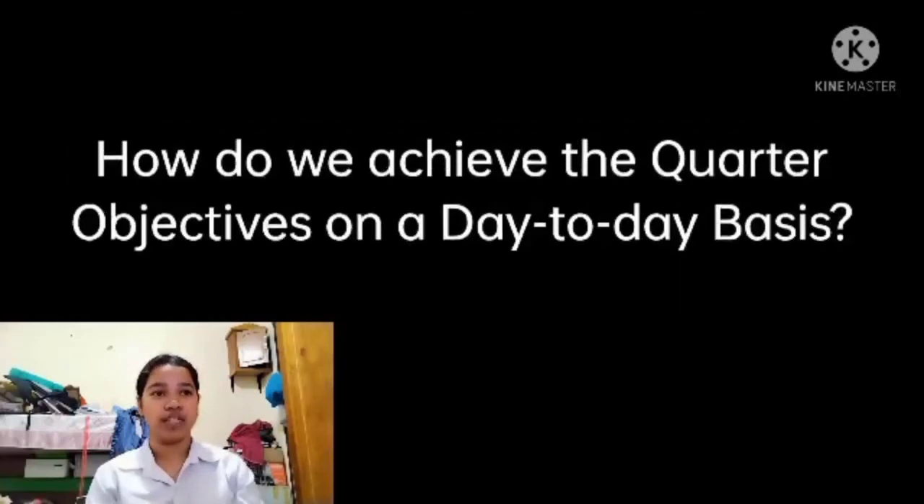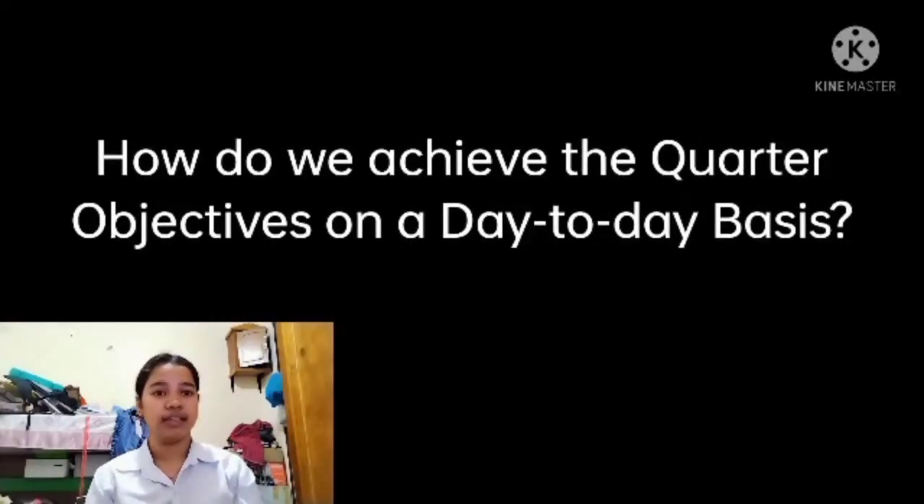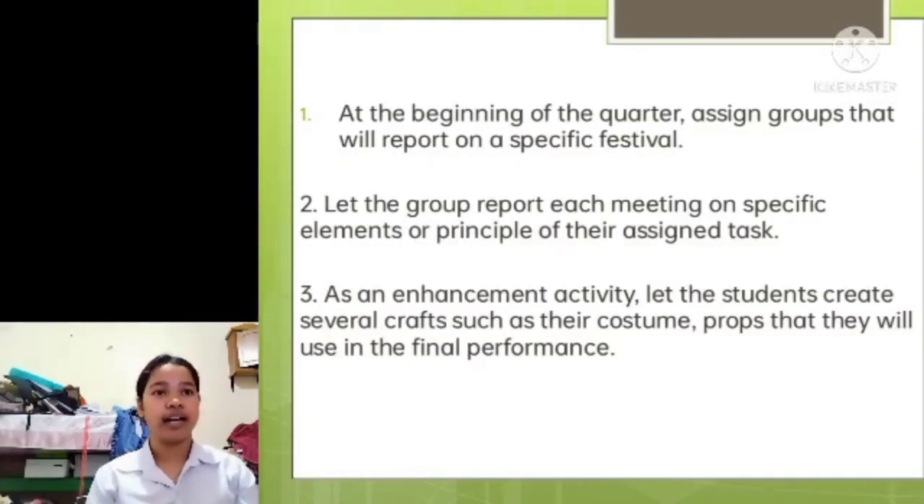So, let the students select a specific festival and perform it at the end of the quarter as their final performance. Now, how do we achieve the quarter objective on a day-to-day basis? First, at the beginning of the quarter, assign groups that will report on a specific festival. They can use a reference book, videos, or any resource material, and let the members of the group collaborate to tackle the elements of theater present in their selected festival.